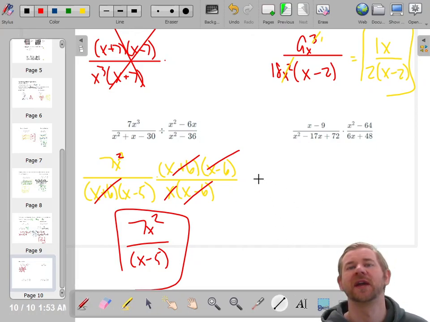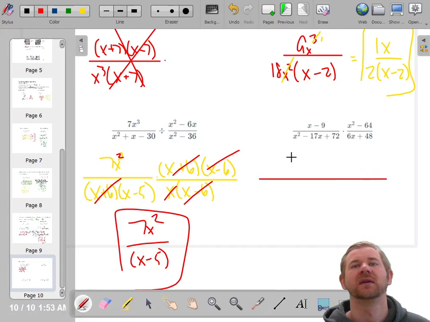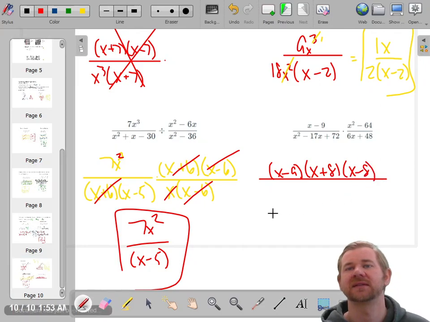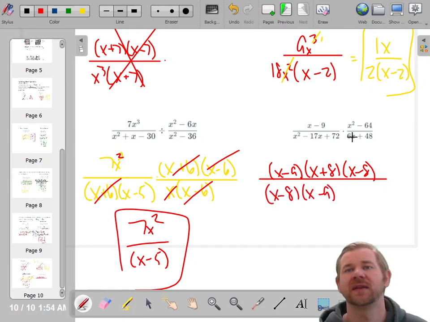One more, this is multiplication, so you don't have to flip anything. x minus 9, this is dots, x plus 8, x minus 8. What multiplies to 72 and adds to negative 17? Negative 8 and negative 9. And then the GCF here is 6. I like to write that up front.